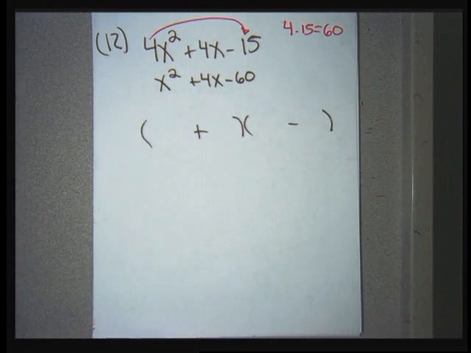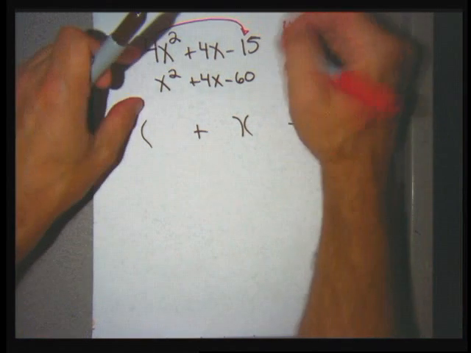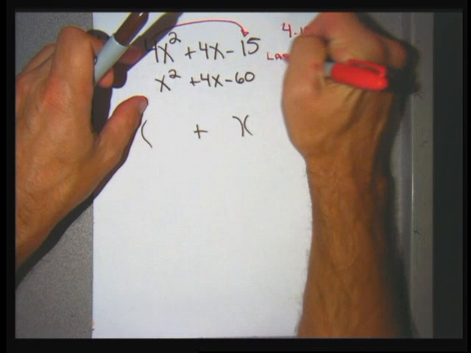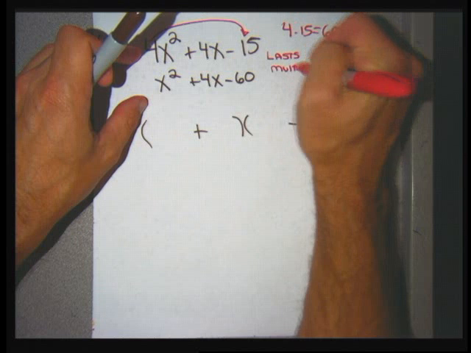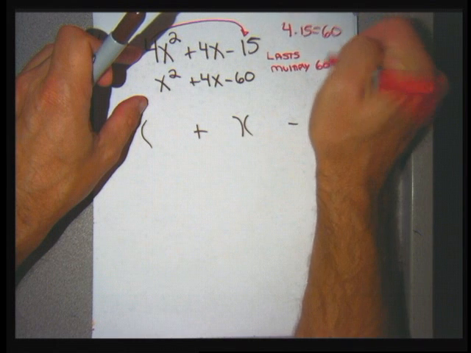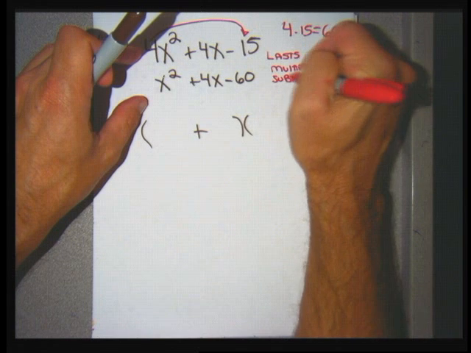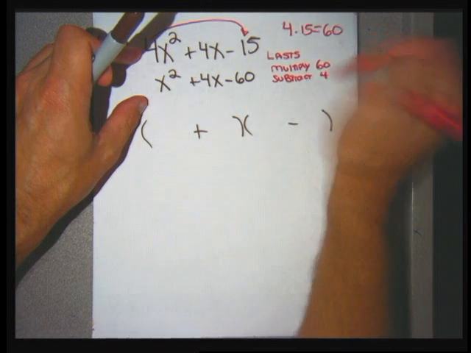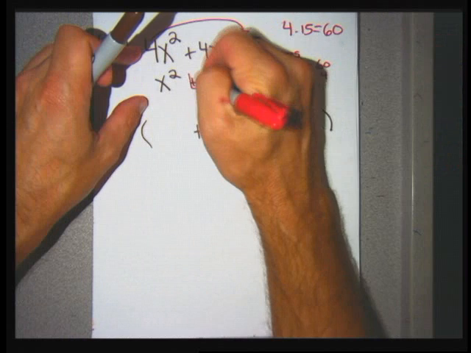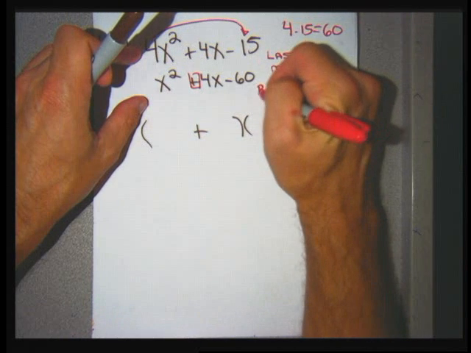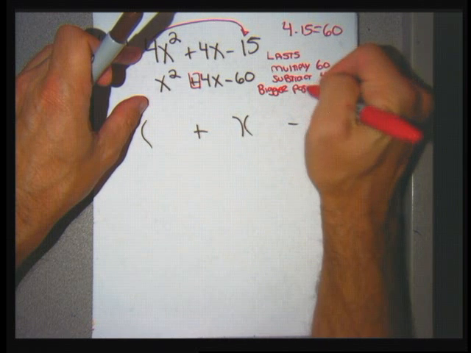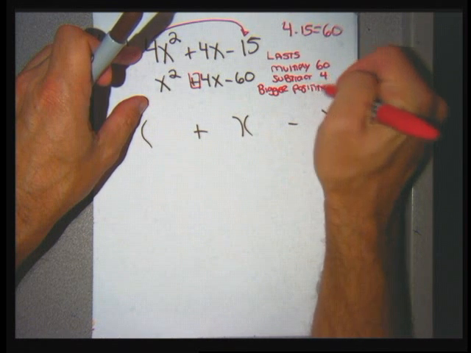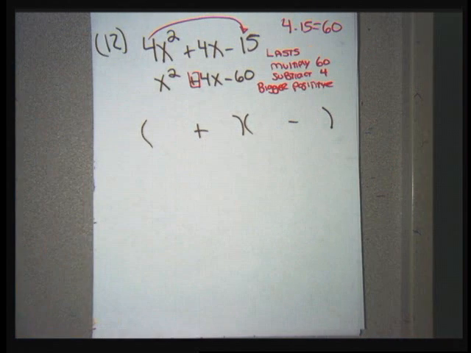And this is where I'm going to have to be careful with my lasts. My lasts are going to need to multiply to that last number, 60. They're going to subtract to the middle number, which is 4. And because this 4 is positive, the bigger of the two numbers has to be positive. So I'm going to pick my lasts out. I'm going to find two numbers that simultaneously multiply to 60 and subtract to 4. And those are 15 and 4, because 15 times 4 is 60.